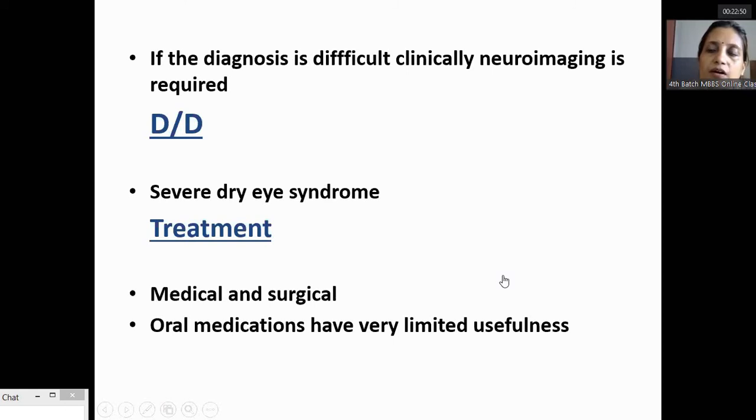What is the treatment in our day-to-day practice, or sometimes what will be the differential diagnosis? The common differential diagnosis is dry eye syndrome. In severe dry eye also, the patient will complain of frequent blinking, so that has to be ruled out. Other systemic associations should be ruled out after doing the neuroimaging, and you go for medical and surgical treatment.